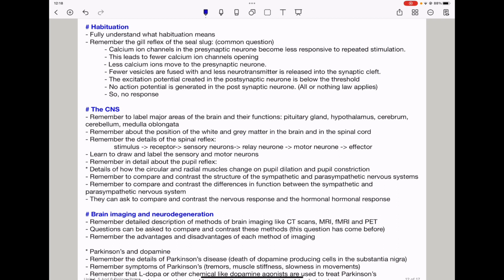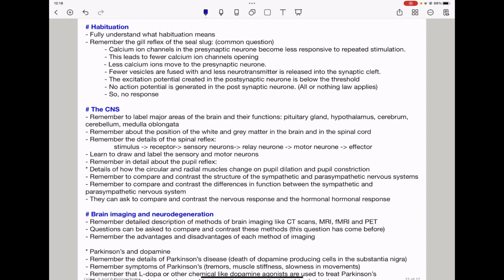They could ask about the central nervous system. Remember to label major areas of the brain and their functions, like the pituitary gland, the hypothalamus, the cerebrum, the cerebellum, the medulla oblongata, and so on. Remember about the position of the white and gray matter in the brain as well as the spinal cord. Remember the details of the spinal reflex.